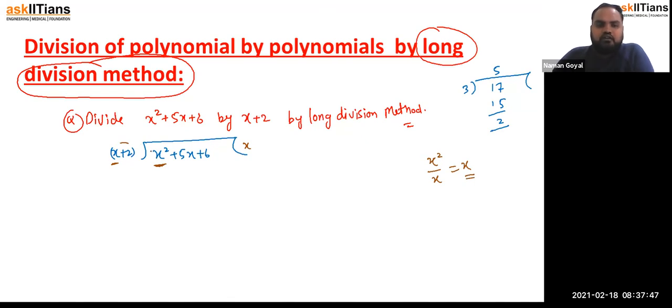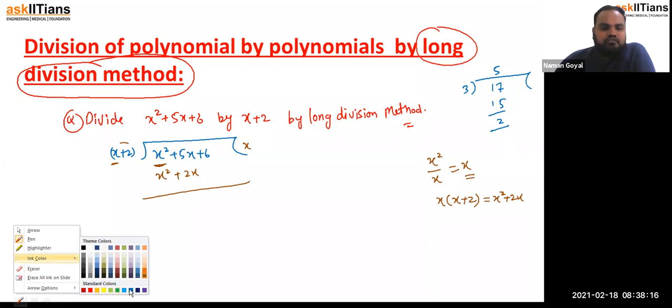So what we get, x into x, and the next step is we have to multiply this by this. So we get x square plus 2x, right? So that quantity can be written here, x square plus 2x. See, like term can be written below like term, right? Like term के नीचे like term ही आएगा ना. x square can be written below x square, right? 2x can be written here only. Now what we have to do, we have to subtract them.